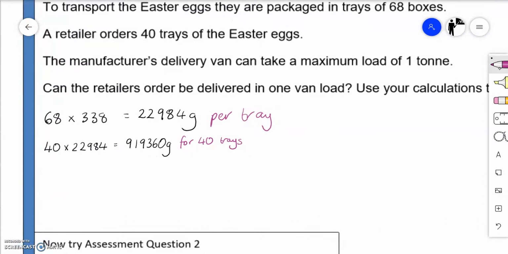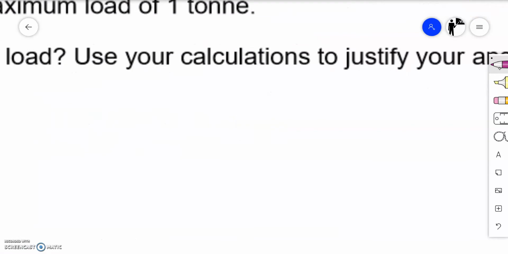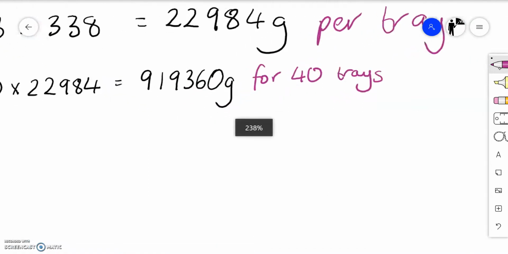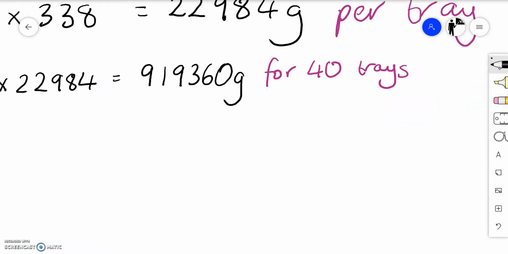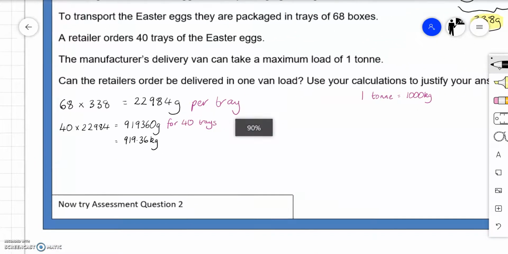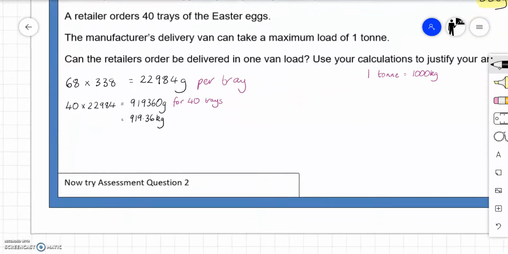The manufacturer's delivery van can take a maximum load of 1 ton. There's that 1 ton again. We need to know that 1 ton is equal to 1,000 kilograms. We're not given that information; you need to know that. So we're going to need to take this amount and convert it into kilograms. To go from grams to kilograms, we divide by 1,000. That gives us 919.36 kilograms. So the 40 trays is going to weigh 919.36 kilograms. The van can hold 1,000 kilograms. So can it be delivered in one van load?